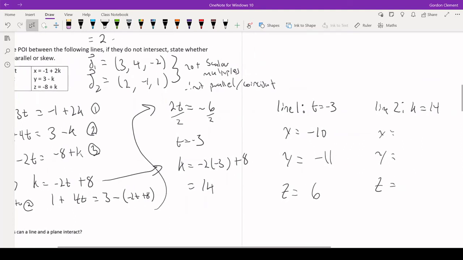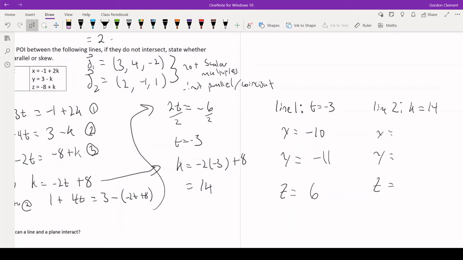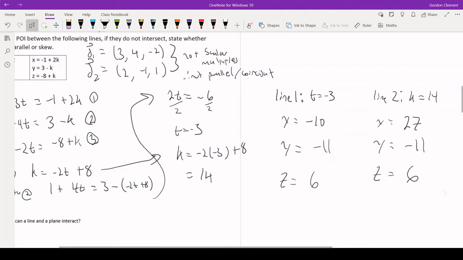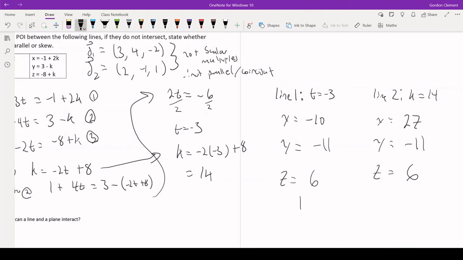And what I'm going to do is to build suspense. I'm going to start from the bottom up. So z is -8 plus 14 is 6. Oh, that matches. That's good. Y is 3 take away 14 is -11. Oh, that matches. This is looking pretty good. X is going to be -1 plus 2 times 14 is 28. So that's 27. And we see that these lines, in fact, have missed each other. This is not the same point on both lines. It is different. So point doesn't match.